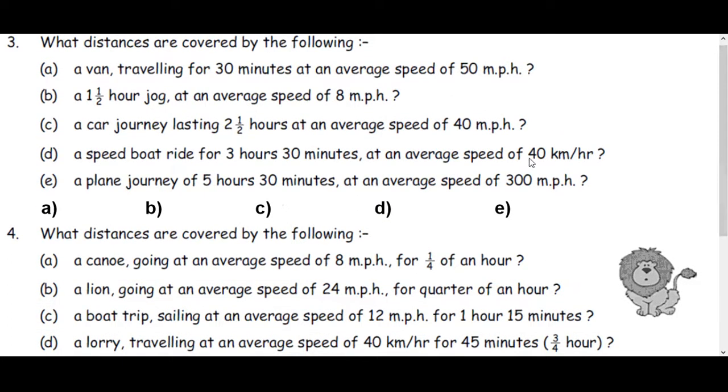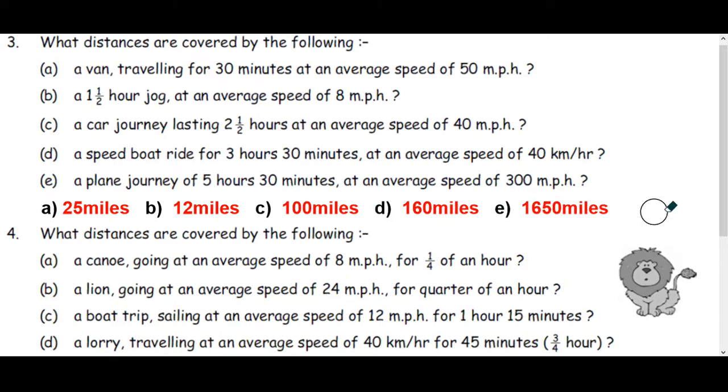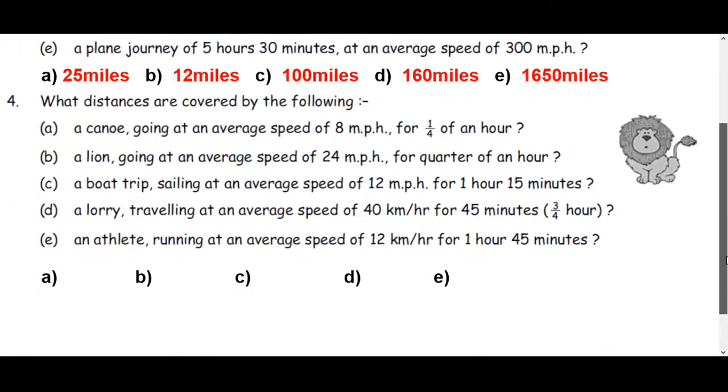Okay, so hopefully you paused it, you've tried them, and I'll go over the answers quickly for you. The first one, we're doing 30 minutes times 50. We did that one before, it was 25 miles. Then we did 8 times 1.5, that gives you 12 miles. Part C is 40 times 2.5, that'll give you 100. 40 times 2 is 80, and then half of 40, which is 20, add it on. This one, 40 times 3.5, comes out to be 160. And the last one, 300 times 5.5 is 1650 miles.